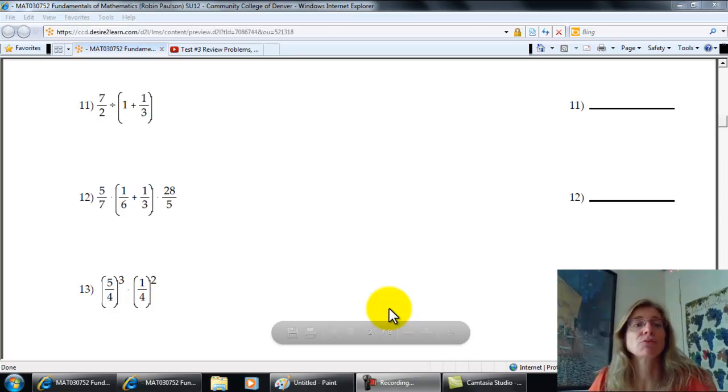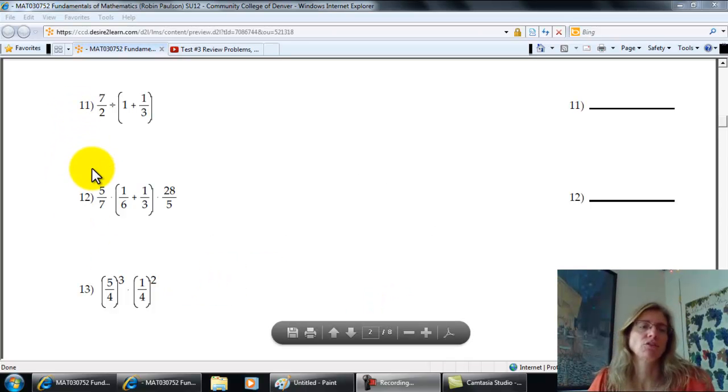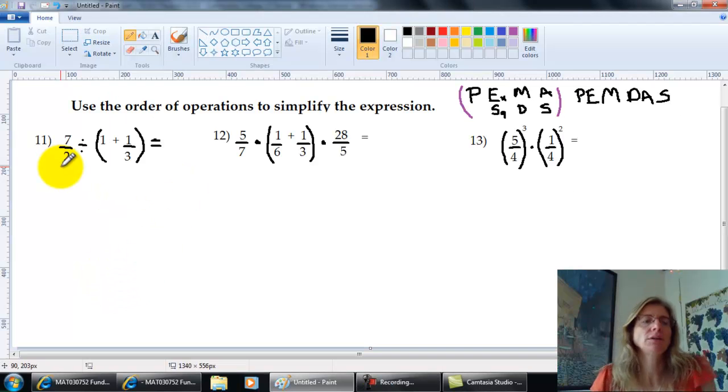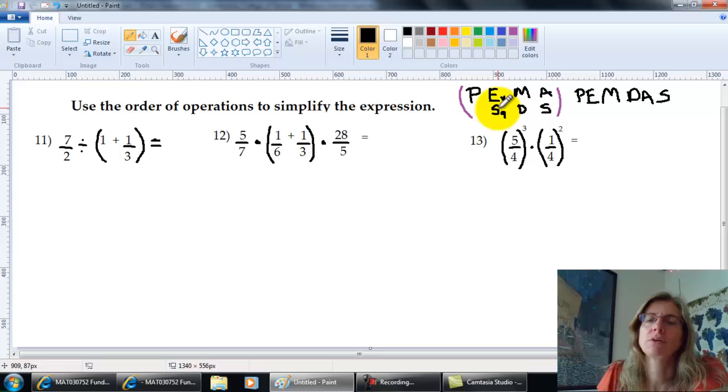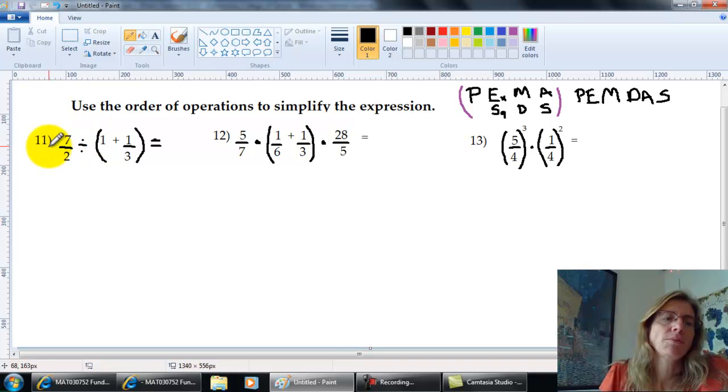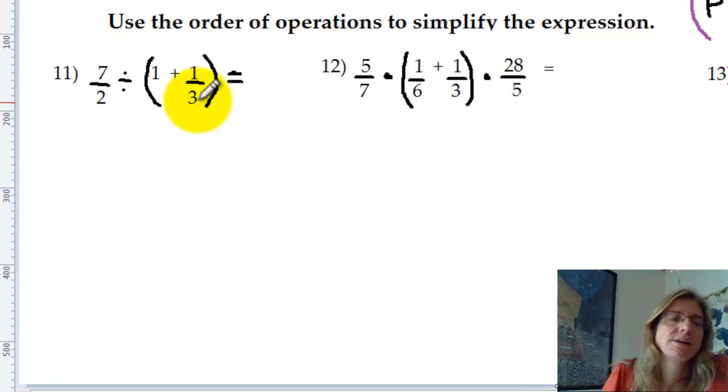This is test review number 3, and I'm working on problems 11, 12, and 13. Let's look at our order of operations, which is parentheses, exponent, square root, multiplication, division, adding, subtraction. So problem 11, are there parentheses? Let's look at that first one. Yes, there are, so we do that first.